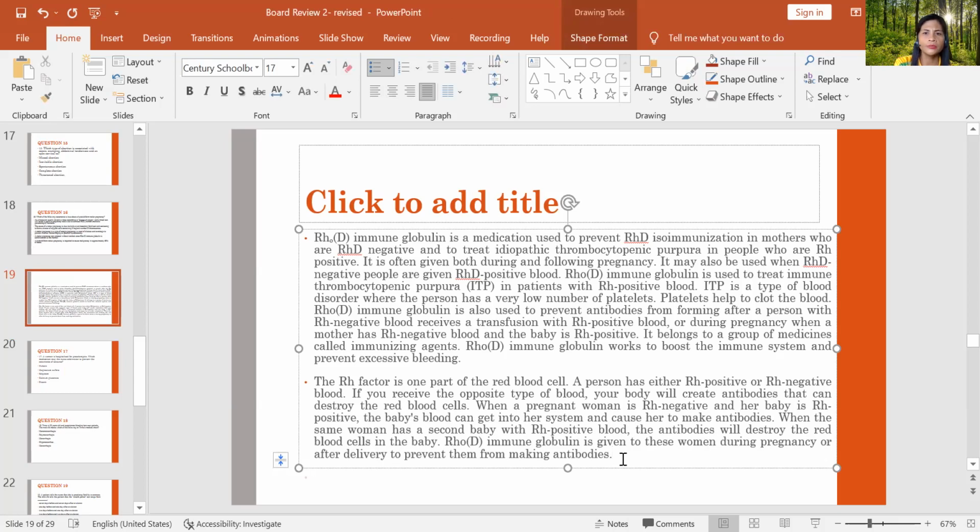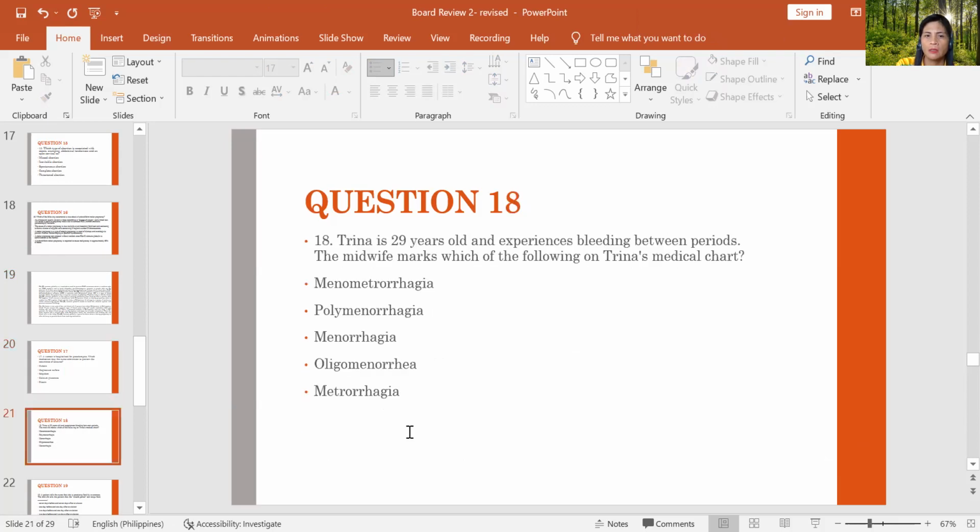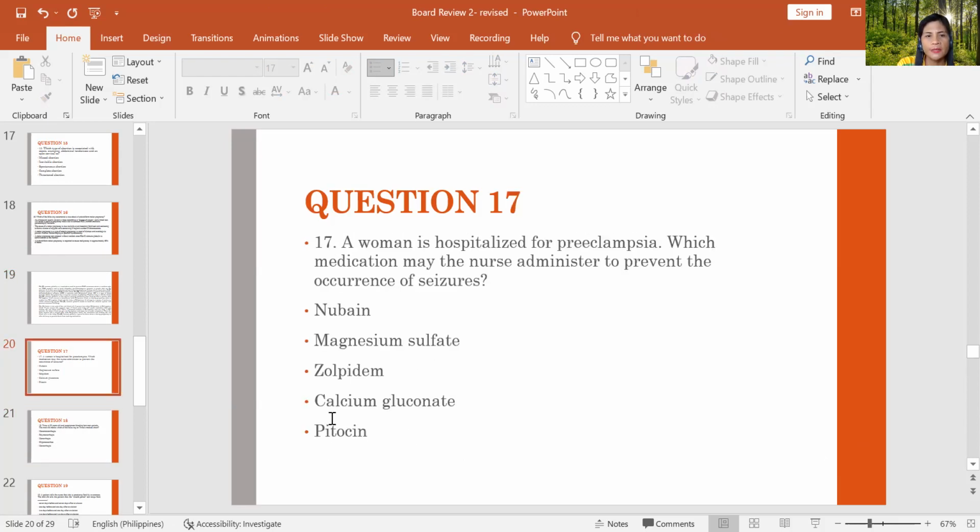Okay, let's move on now to the next question, number 17. In question number 17, a woman is hospitalized for preeclampsia. Which medication may the nurse or midwife administer to prevent the occurrence of seizures? Novain, magnesium sulfate, sulpidem, calcium gluconate, or pitocin? What is the right answer? The right answer for this is your favorite, magnesium sulfate.